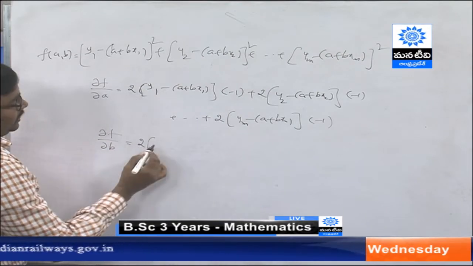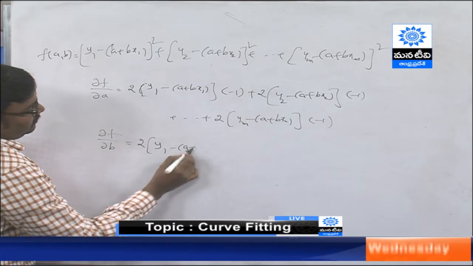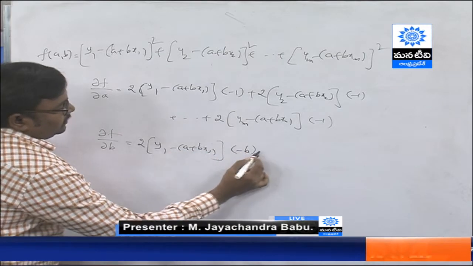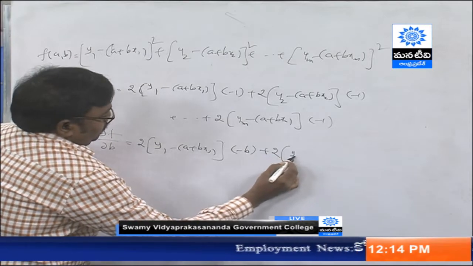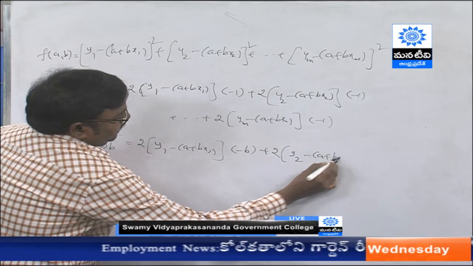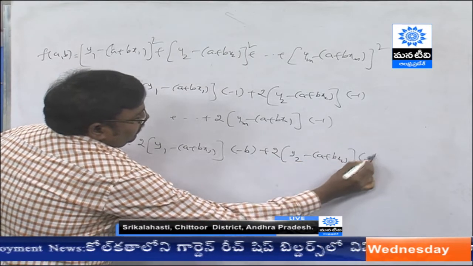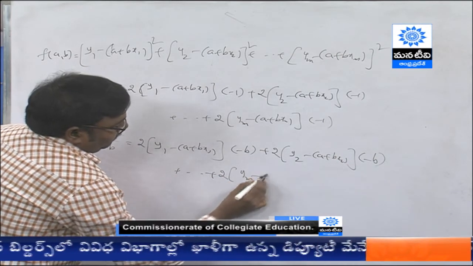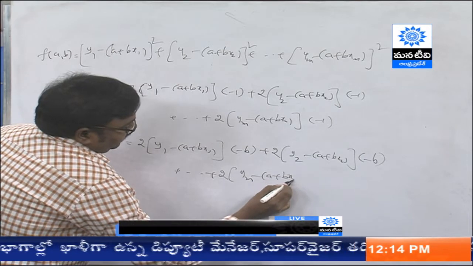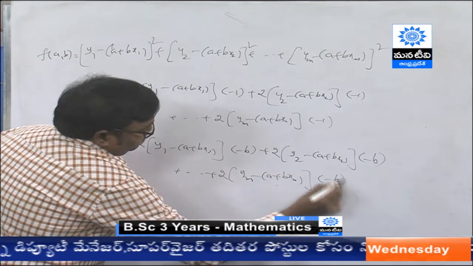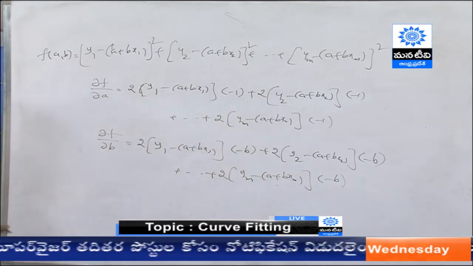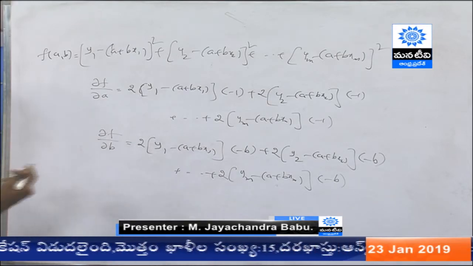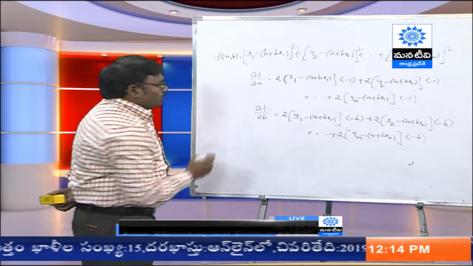The answer will be 2 into (y1 minus (a plus b x1)) into minus x1, plus 2 into (y2 minus (a plus b x2)) into minus x2, plus so on, 2 into (ym minus (a plus b xm)) into minus xm. As step 2, we need to convert these two into equations, by equating them to 0.